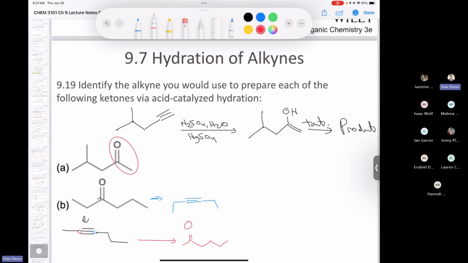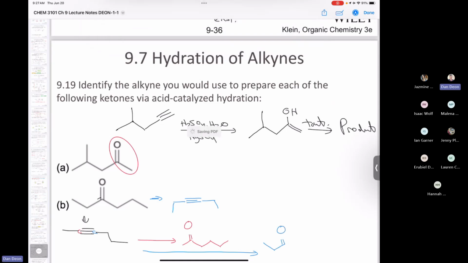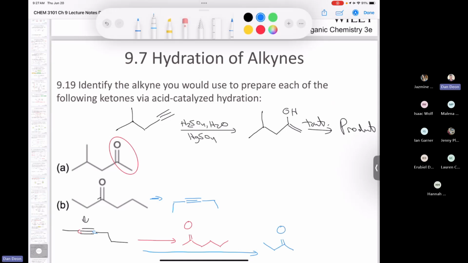I'm going to end up with this ketone. If it goes on the carbon in blue, then I'm going to end up with this compound, which is the desired compound. So I end up with some of the desired compound, but I also end up with some of this other isomer, which I don't want.